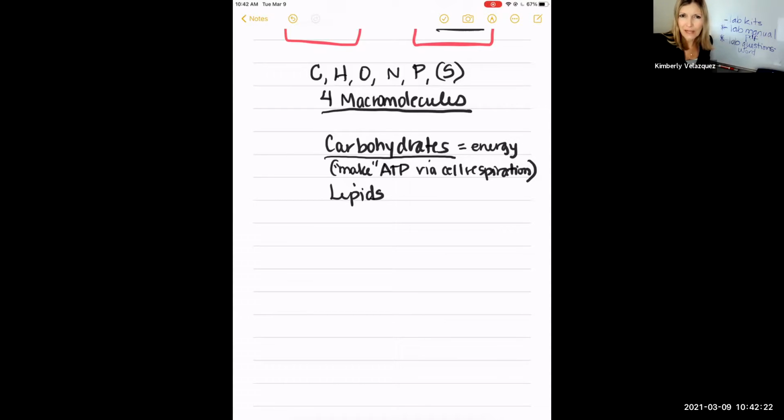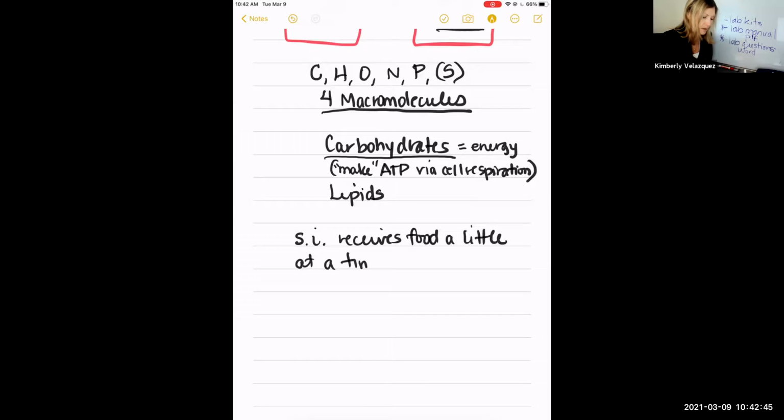That has a different effect on your blood glucose levels than a complex carbohydrate that doesn't get digested until it reaches your small intestine. Because remember that the small intestine, I'm just going to abbreviate it SI, receives food a little at a time. And remember, it's really pH that's driving that, because you can't just dump all of that acidic food from the stomach into the small intestine, or you'll denature all of your digestive enzymes.